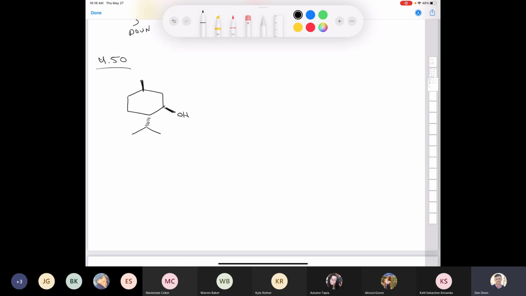So let's draw both chairs. Let's start by drawing one chair, and then let's do it like this. We've got one chair like this, and then we have the other chair like this. Then we're going to flip the ring and determine which one of these is the most stable conformation. I'll give you a minute here to try drawing one of the conformations.